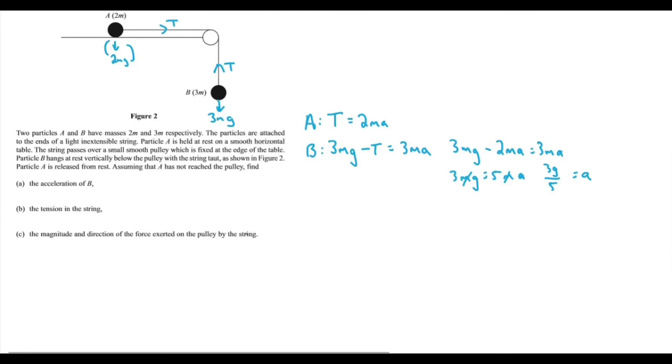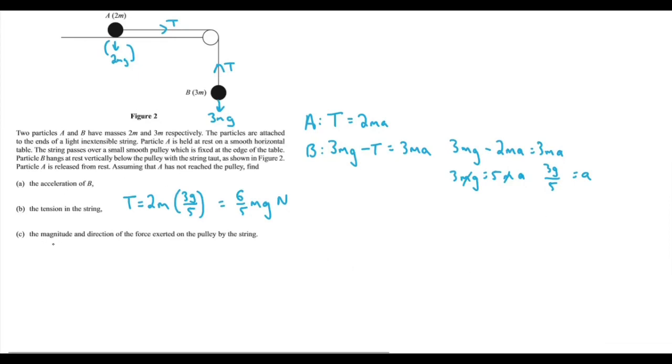Once you have that acceleration, you can then just put that into the tension for the string. So again, the tension equals 2ma. So T will equal 2m times that acceleration of 3g over 5, giving you 6 over 5 mg, newtons if you want.